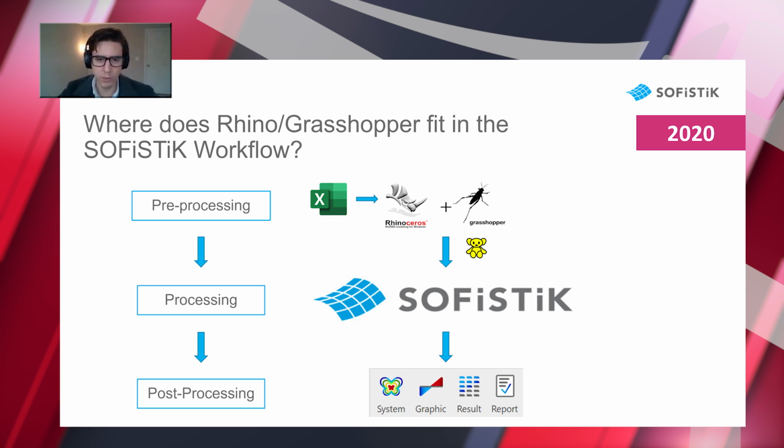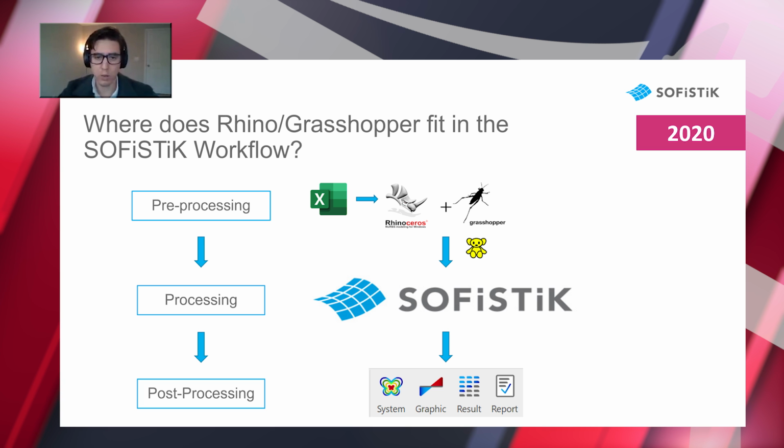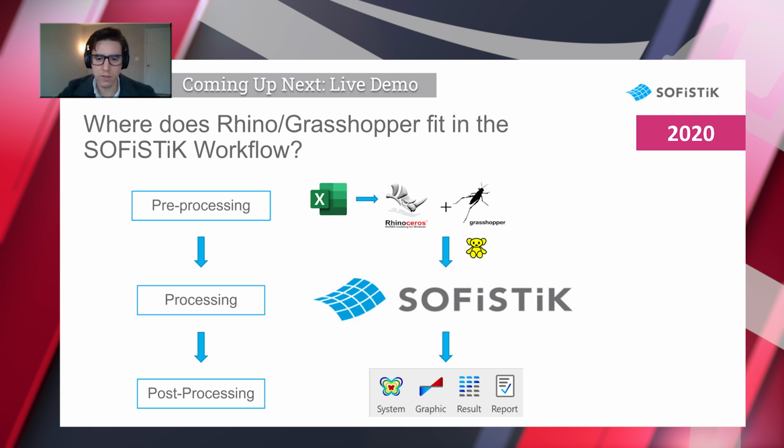All right, so just a general overview of how Rhino and Grasshopper fit into the entire SOFiSTiK workflow. Some of you might know we have different preprocessors for creating SOFiSTiK analysis models, and these can be AutoCAD, these can be Revit, also Rhino. And in this case, we're using Rhino and we're using Grasshopper, and we're using some other tools like Excel to help us create these models in Grasshopper. The yellow teddy bear that you can see there is our text editor.